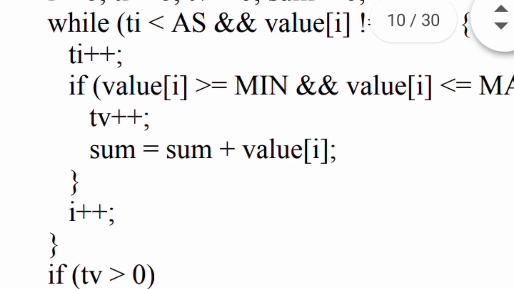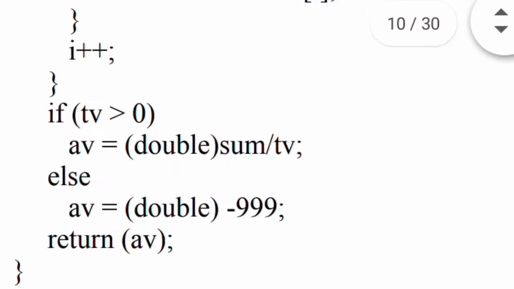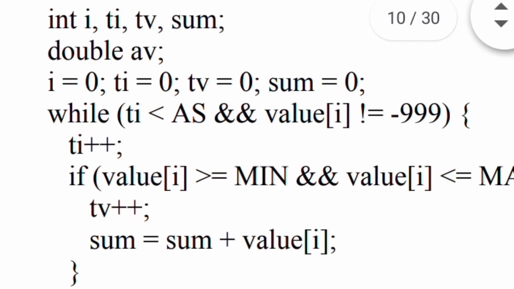So here the statements int i, ti, tv, sum are the integer variable declarations. Double av is the declaration part. i equals 0, ti equals 0, tv equals 0, sum equals 0. These 4 variables are assigned 0.